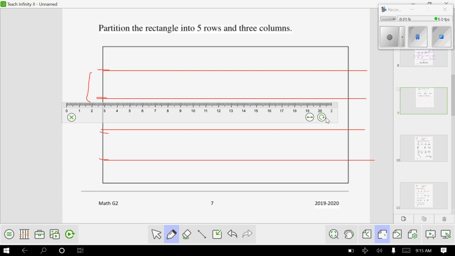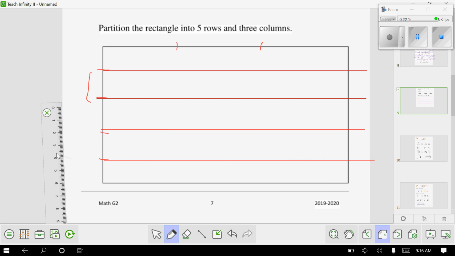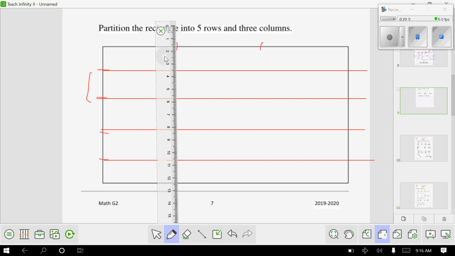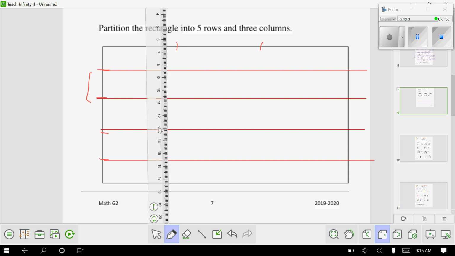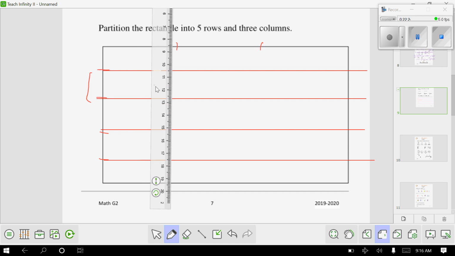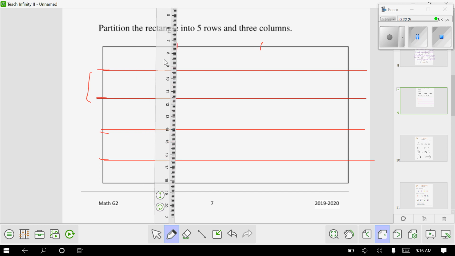So here I'm drawing four lines for 5 rows. Now we want to draw 2 columns. I make the first point here. I have 3 columns so I will draw 2 lines. Yes, and then I check it. They are equal. Bring the ruler, and then I use it to draw.